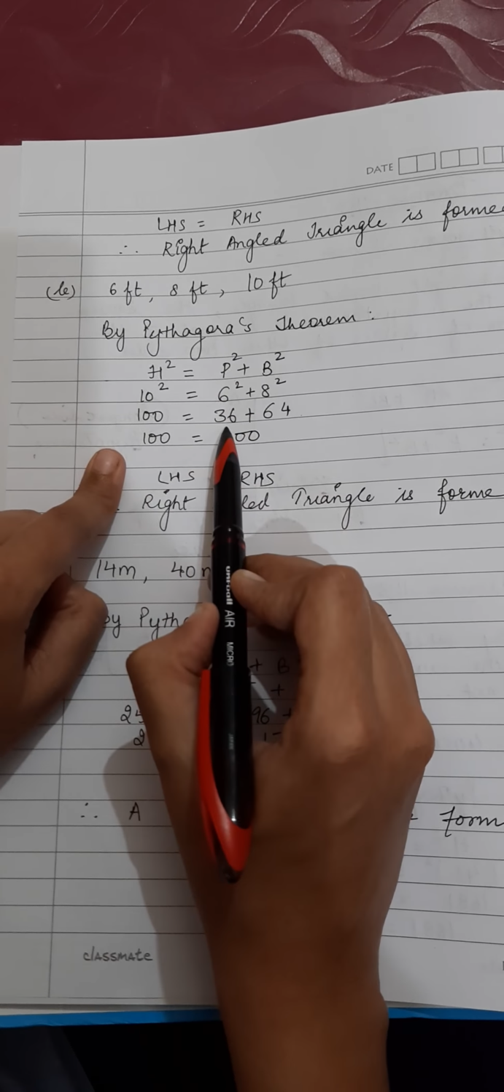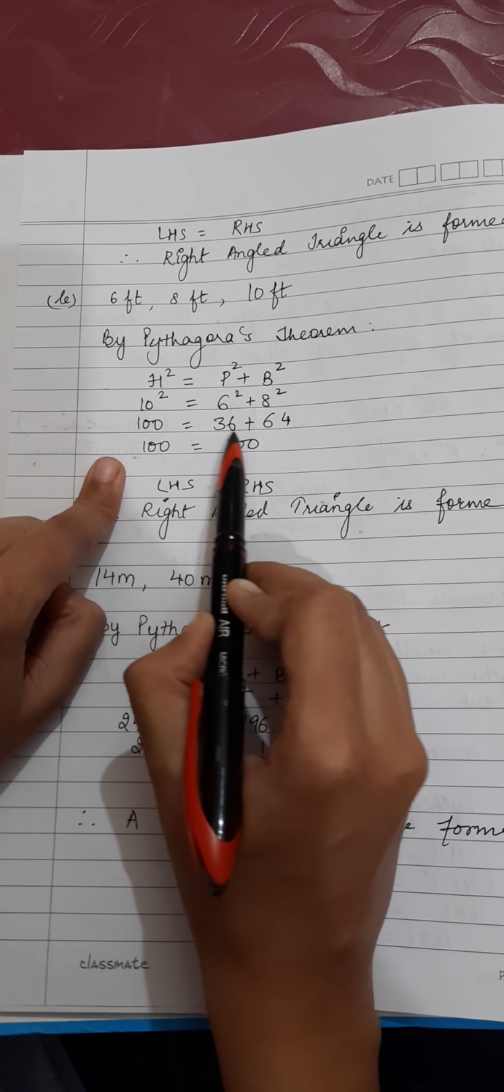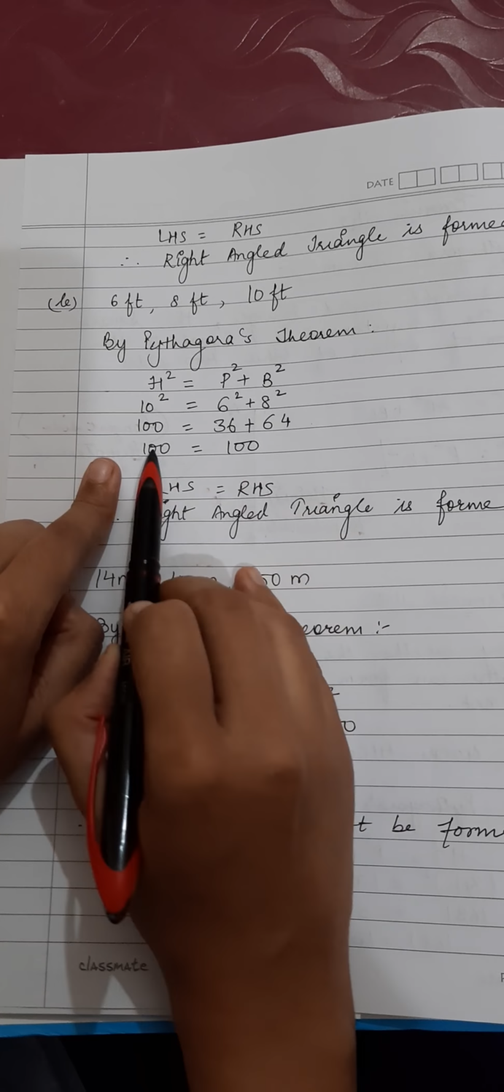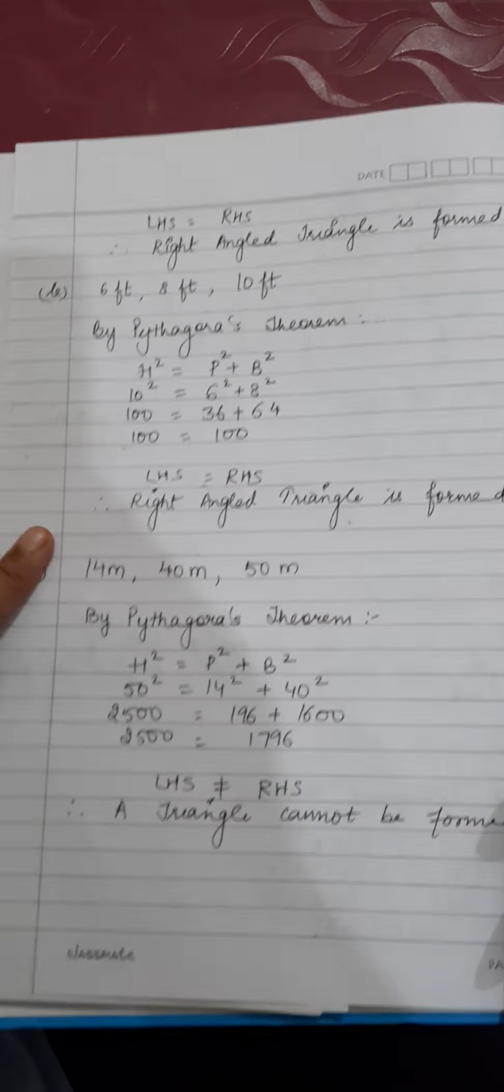Now 10 square means 100. 6 square means 36. 8 square means 64. Add these two, it is 100. So 100 equals 100. Both sides are equal. So a right angle triangle is formed.